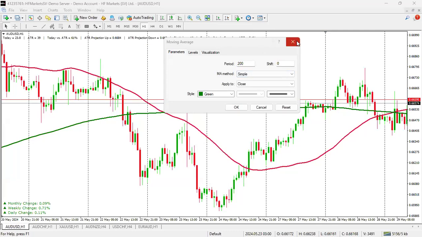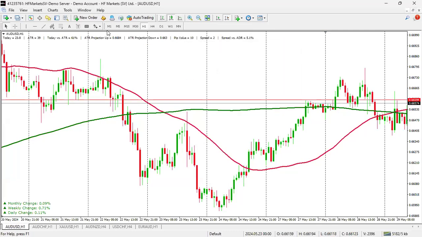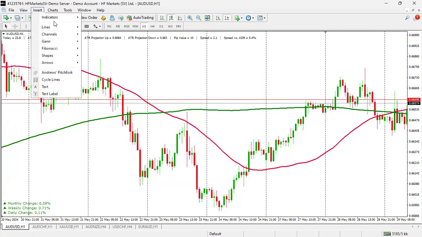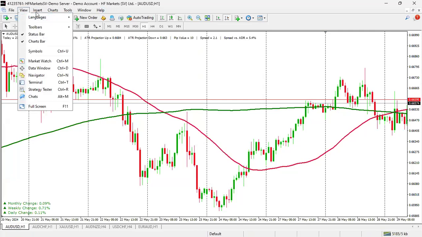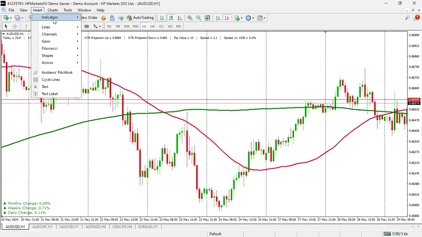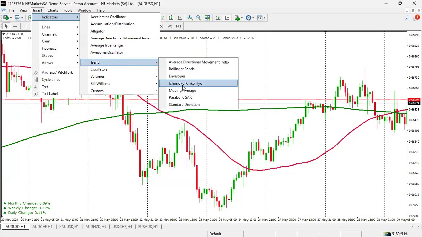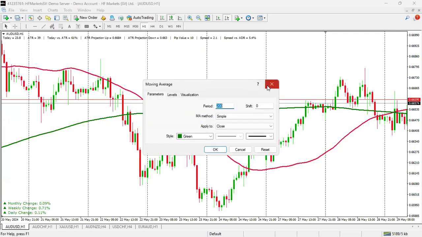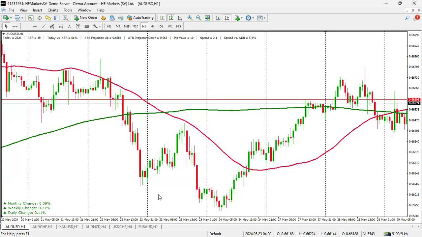You need to add it yourself. You cannot identify it otherwise. You need to add it. Insert indicators, go to trends, and you'll find moving average. You have to add it yourself. Now, I don't have so much time.